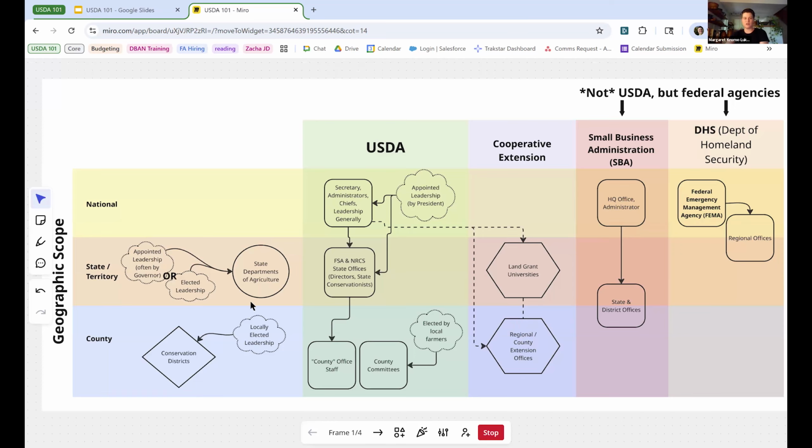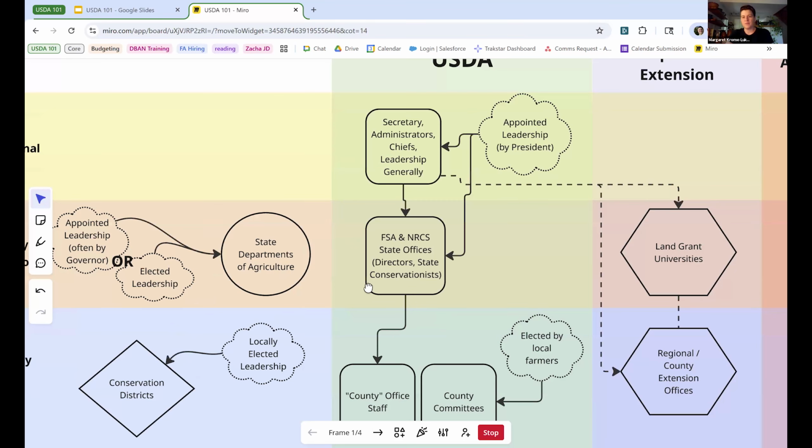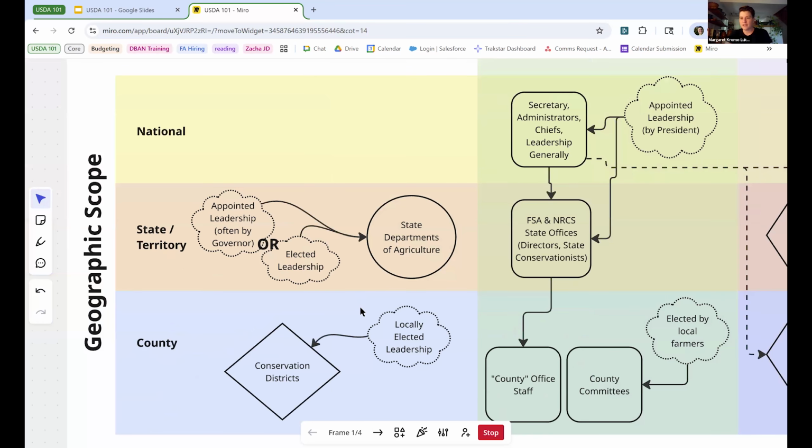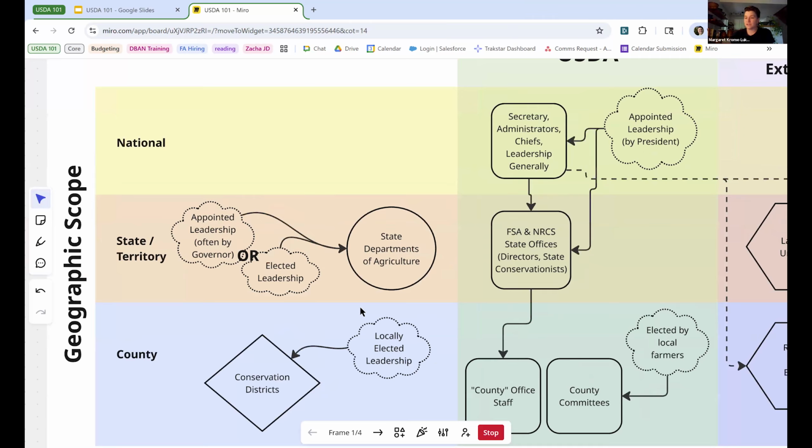So starting with state departments of agriculture, they are not a part of USDA, though they have a relationship with USDA, but they're their own departments. And their leadership is either elected in a general election, like we do here in North Carolina, or appointed, often by the governor. They might receive funding via a block grant from USDA. They're their state government.